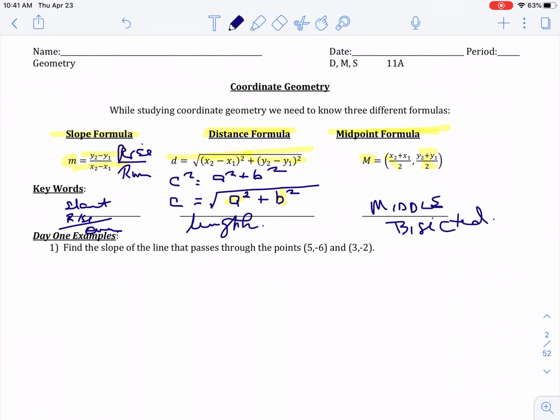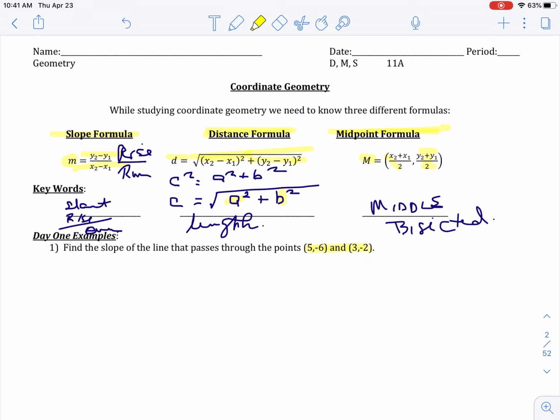Okay, so let's just try a couple of quick examples. Sorry, I just dropped my iPad. All right. Okay, day one, some examples. Find the slope of a line that passes through these 2 points. So the slope of the line.